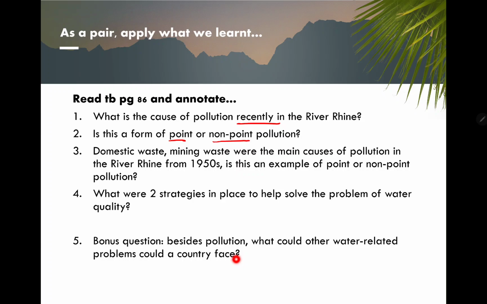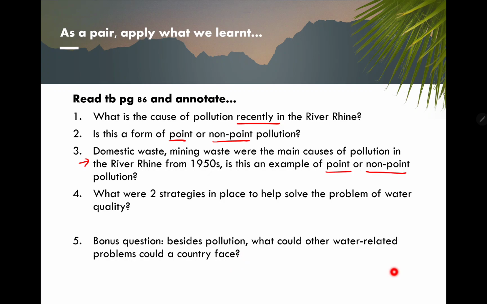Maybe there will be a separate video, or maybe I'll upload the answer separately. But I want you to annotate first. So the domestic waste, mining waste. This one is not in the story, by the way. This one I researched for you. Domestic waste, mining waste is the main cause of pollution from the 1950s. So again, I ask the question, is this point or non-point?